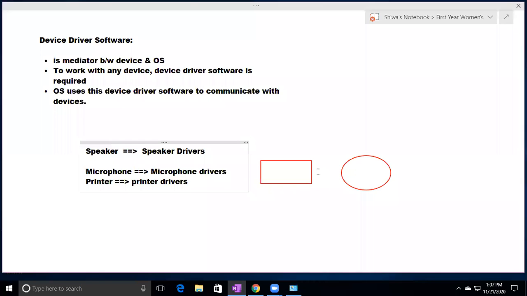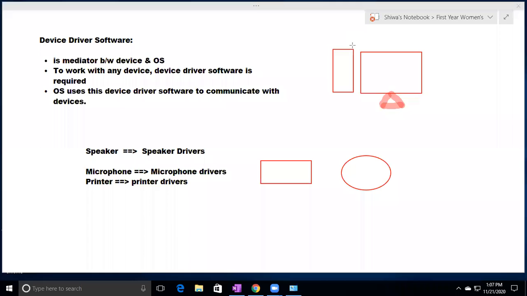For example, observe here. This is my new computer. This one is the monitor. This one is the CPU. This one is the keyboard. And this one is the mouse. So this is my computer.